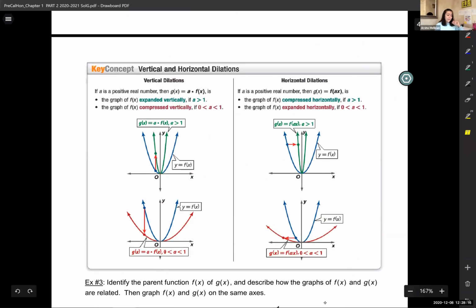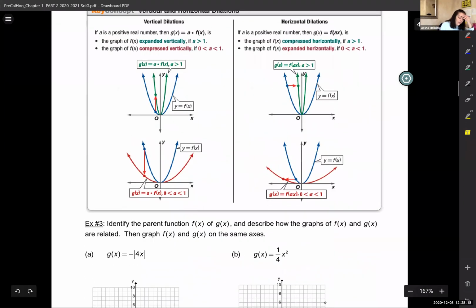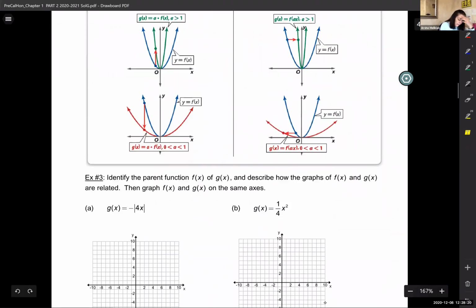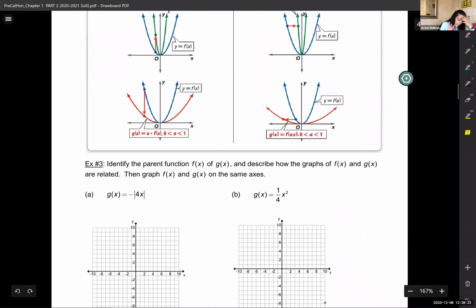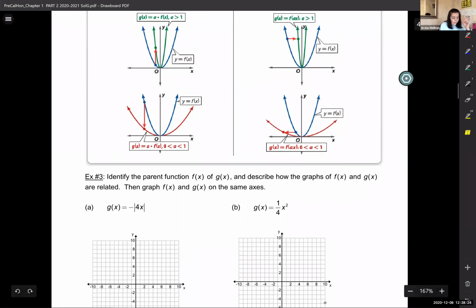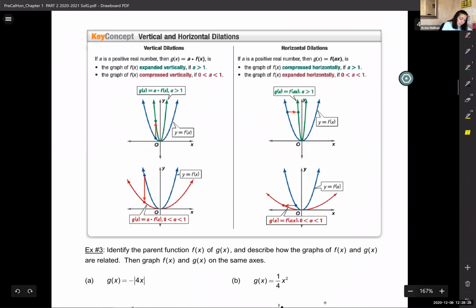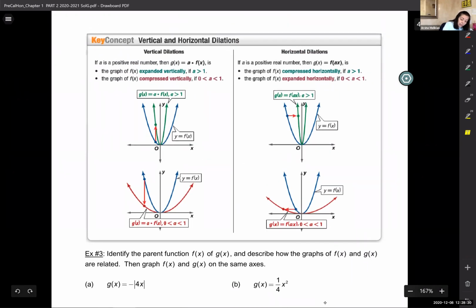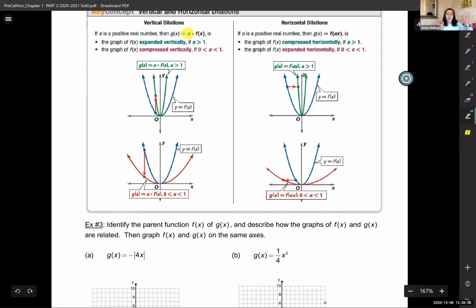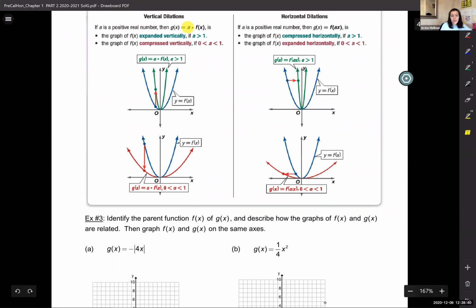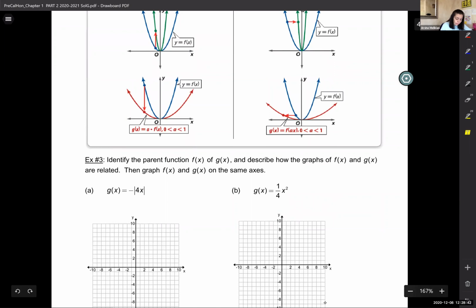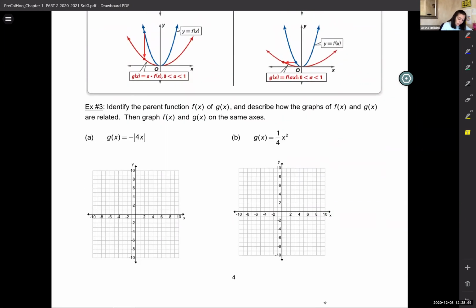Okay, vertical dilations and horizontal dilations. Normally, I really go in detail with these, but I'm not going to this year. So basically, the factor of A in front gives you vertical or horizontal dilation. It makes the graph wider or narrower, okay? What you need to know from them is how to graph them. So let's take a look at this one, right?